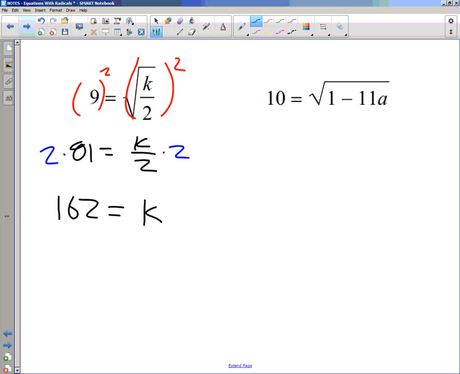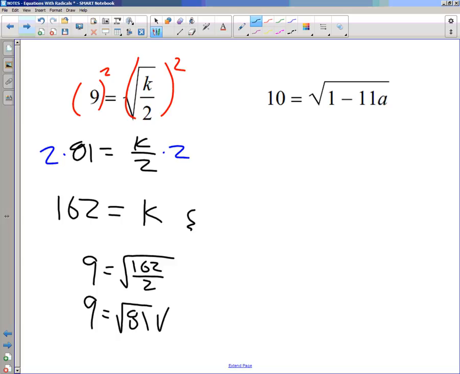Okay, so let's go back to our original equation and make sure that this answer does work. Our original equation was 9 is equal to the square root of k over 2. Now we think k is 162, so 162 divided by 2. Let's check and make sure that this works. Simplifying on the inside of the radical, 162 over 2 is 81, and the square root of 81 is indeed 9, so that checks out. Our solution to this equation is just going to have one solution, and that is going to be 162.